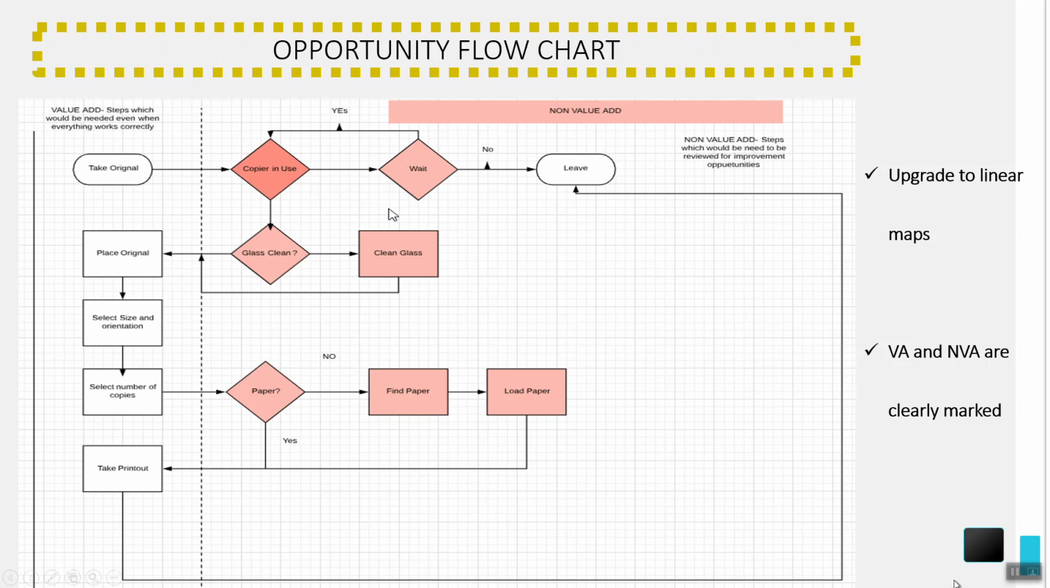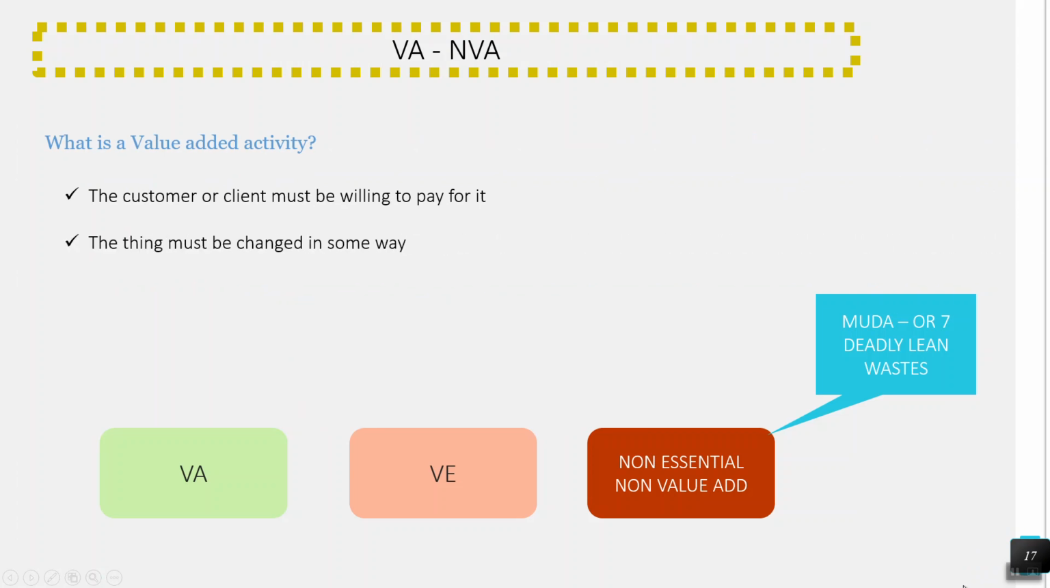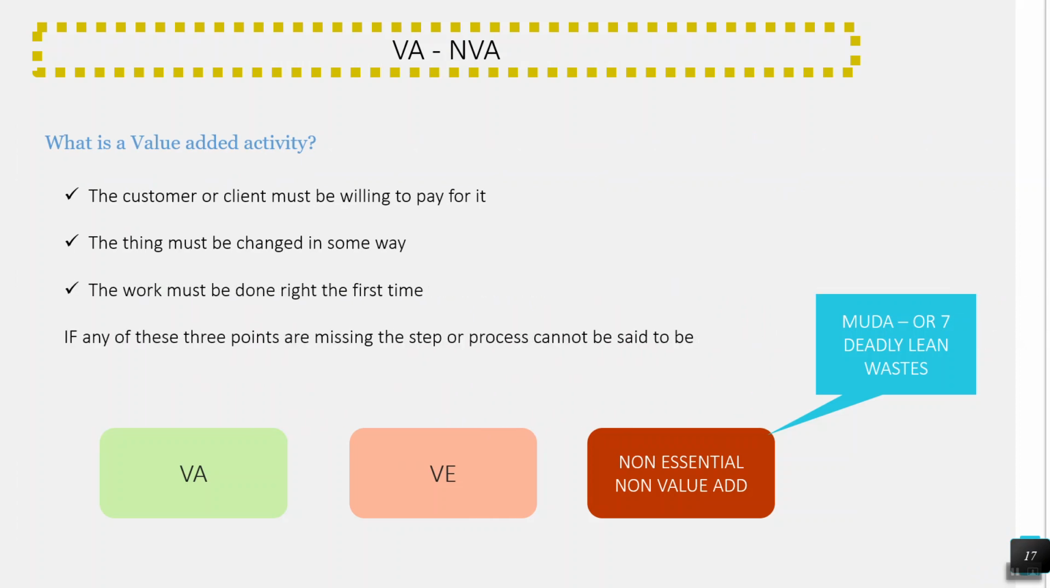Before we proceed, we should spend a moment to understand what are value-add steps and what are non-value-add steps. What is a value-added activity? For some activity to be called a value-added activity, 3 things must be true. First, the customer or client must be willing to pay for it. Second, the thing must be changed in some way, that is, when value-added work is done, the form, fit or function of a thing is changed, and finally the work must be done right the first time. If any of these 3 points are missing, the step or process cannot be said to be a value-add.